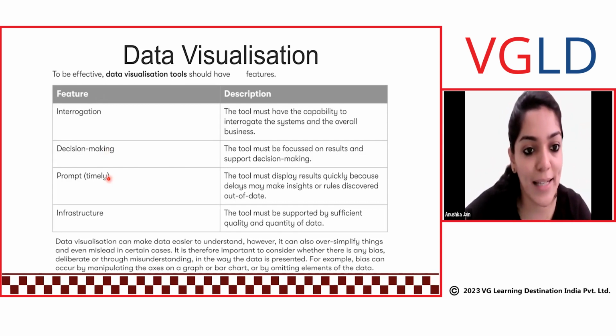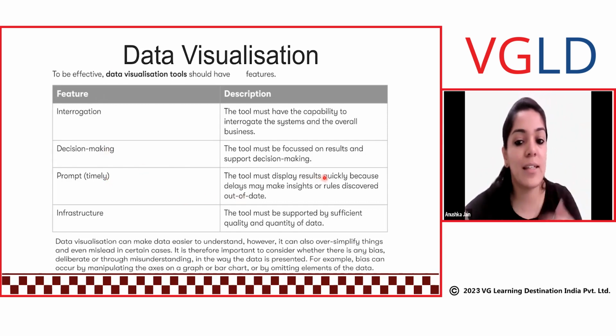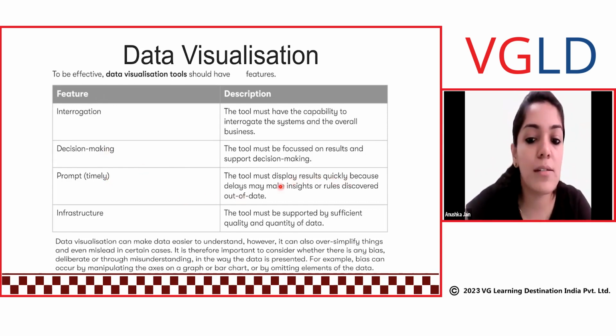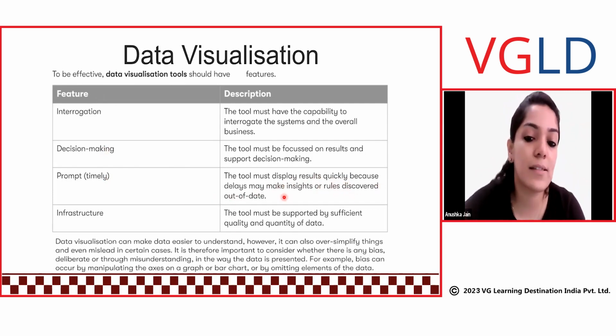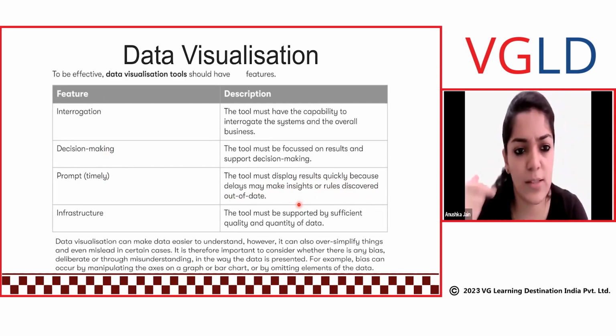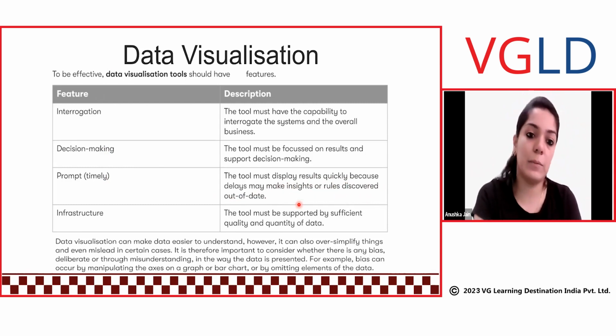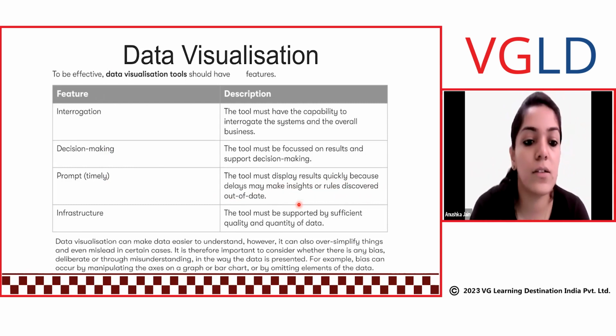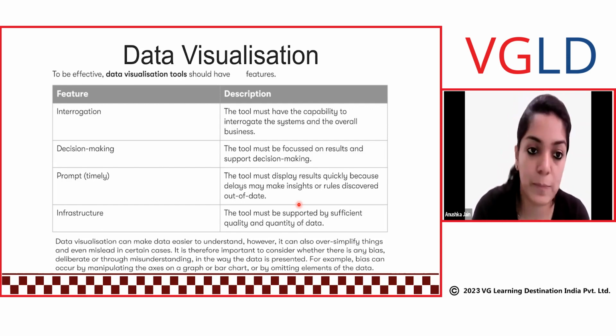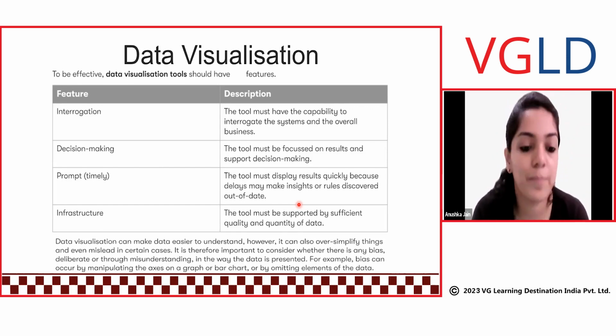Decision making is next to it. So the tool must display the results quickly, because delays may make insights or rules discovered out of date. That overview which you are getting out of the data, if any minute change takes so much time to reflect in it, it will delay the process unnecessarily. So the dashboards should be prompt. Quickly you can maneuver the data and give out the necessary results.